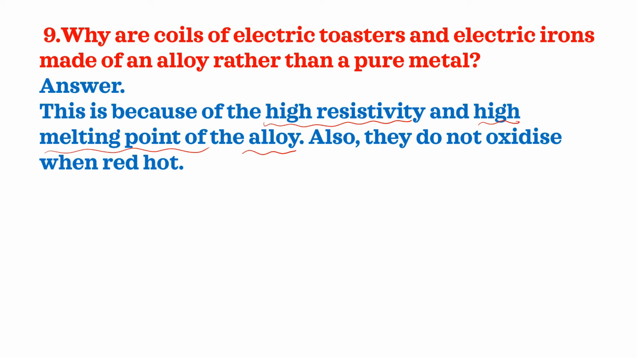Also, they do not oxidize when red hot. So that's why we are using an alloy. These electric toasters and electric irons are prepared using an alloy because of the high resistivity and high melting point of the alloy, and also because they do not oxidize when red hot.